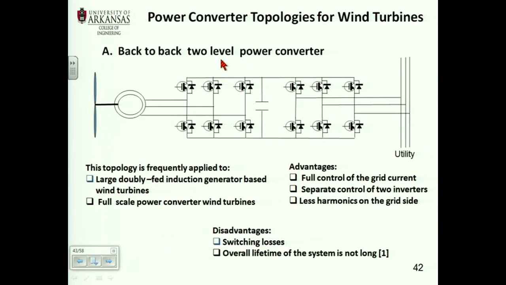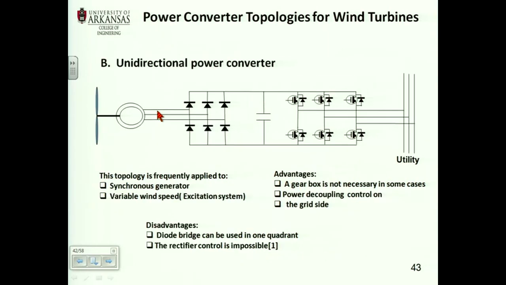In this particular case, it allows you to take power from here over there, and then you can send it back. Normally you don't have that requirement. So you could basically go to a unidirectional power converter, because power goes from the wind turbine to the grid. It doesn't go from the grid to the wind turbine, right?